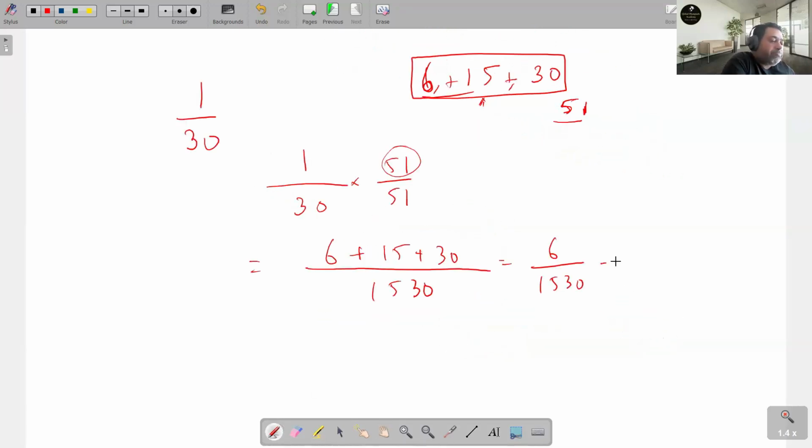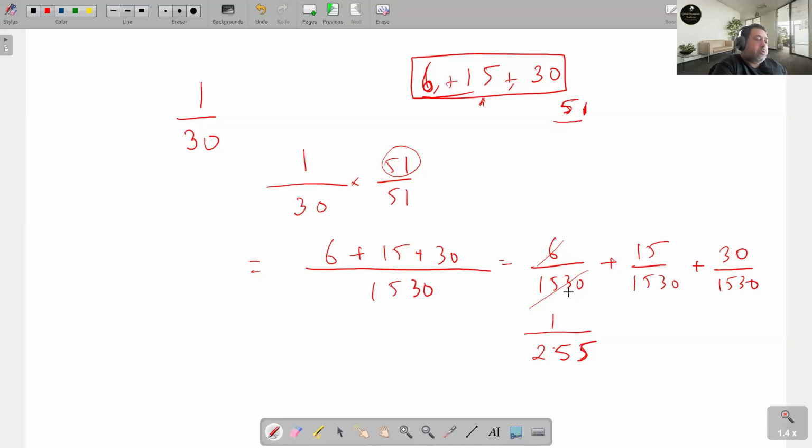All right, plus 15 by 1530 plus 30 by 1530. Right, so 6 will go in this how many times? It will go 1 by 255, I think so. 1 by 255. This one will be 1 by 102, and this one will be 1 by 51.